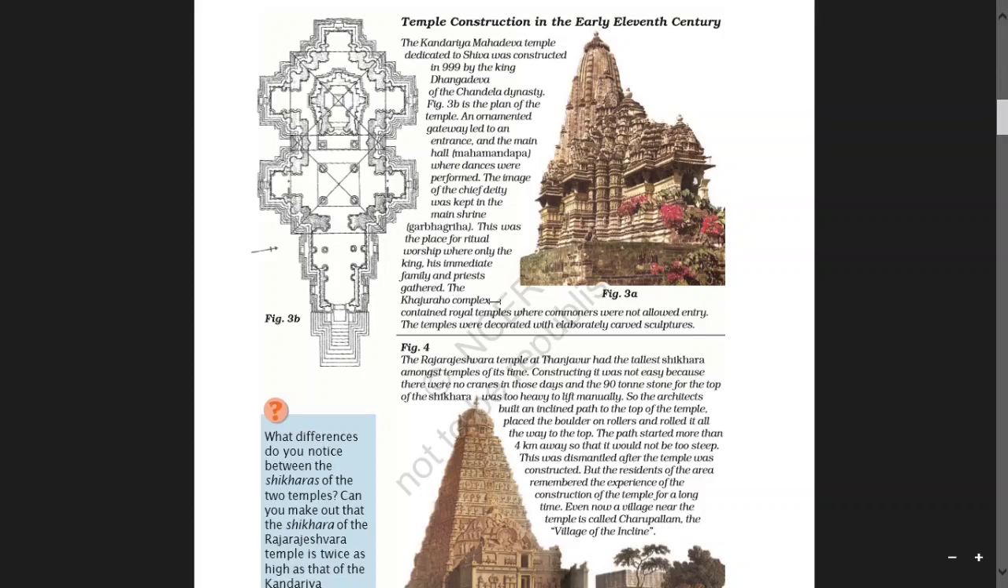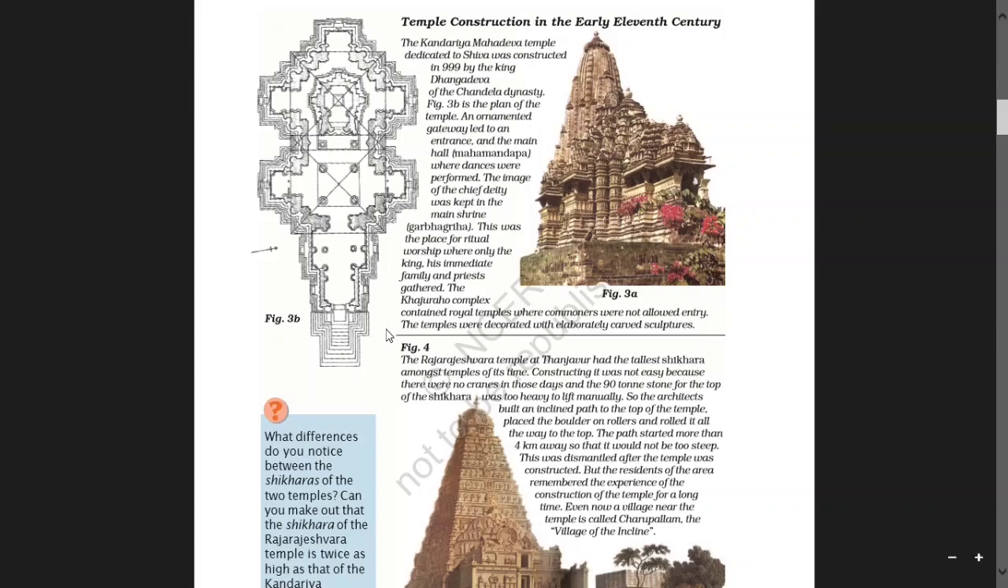The Khajuraho Complex contained royal temples where commoners were not allowed entry. See, Khajuraho temple, it is a temple which contained royal temples where commoners were not allowed entry. These royal temples means having the status of a king or queen, boys, and there in that Khajuraho complex, ordinary or common people were not allowed to go inside.